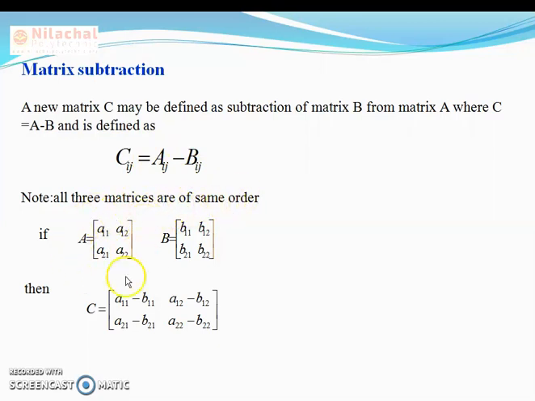If A equals, I am taking a 2 cross 2 matrix. Here B is also a 2 cross 2 matrix. Then C will be written like this. Corresponding elements will be subtracted here. You can see A11 minus B11, A12 minus B12, A21 minus B21, A22 minus B22.